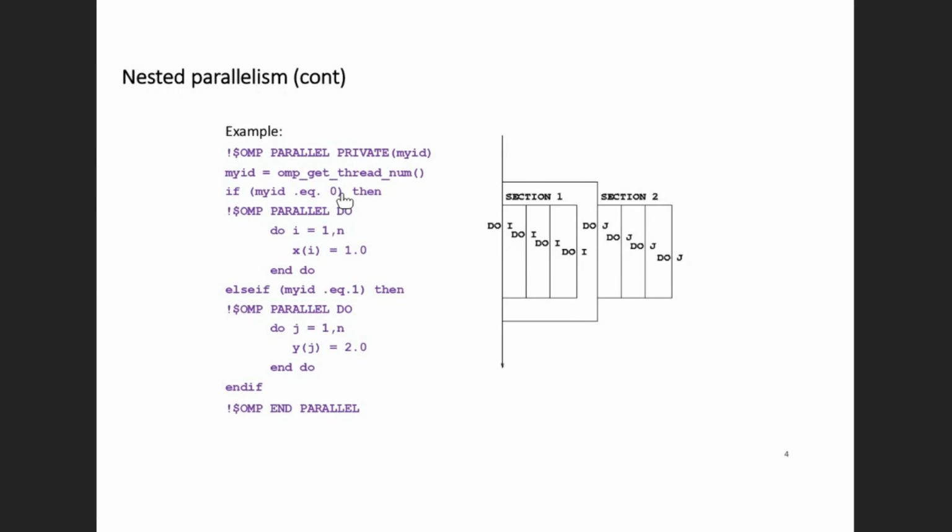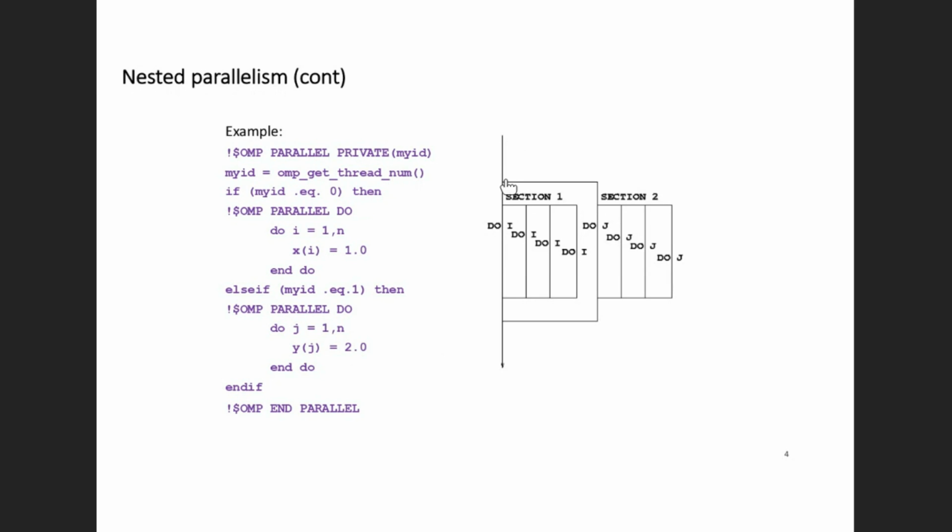Then thread 0 will execute the I loop, updating X, and if I put a parallel do here, then I will get a new team of threads created. And at the same time, thread 1, the other outer thread, can also create a new team of threads to execute the J loop. So I get a pattern something like that.